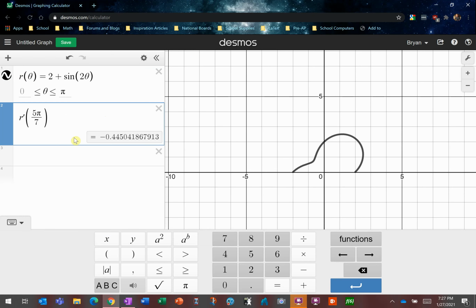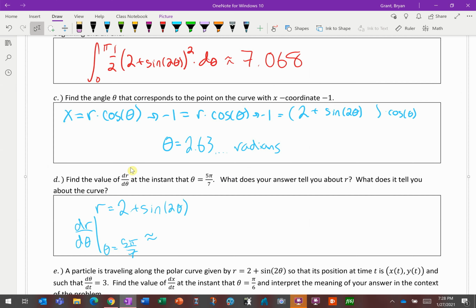On your calculators, you would be using the derivative function. On the 84, you'd be doing math, derivative, and plugging this in. If you're on the Inspire, you'd be going to calculus, derivative at a point, plugging in 5 pi over 7. So we got negative 0.445. Negative 0.445. What does that tell you about r?